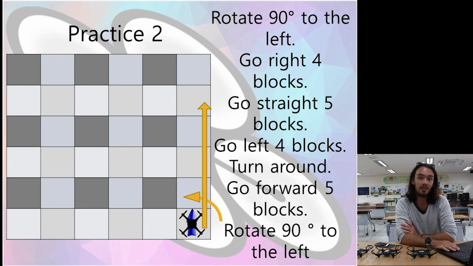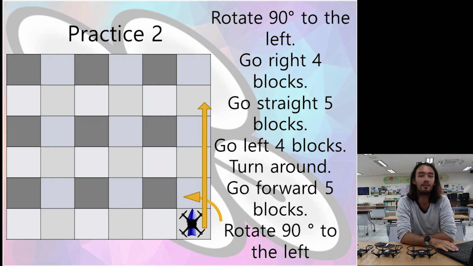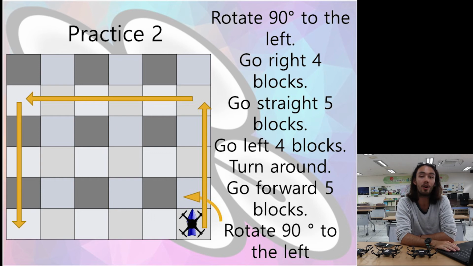Go right 4 blocks. So we're going up now because we've rotated and now right is this way. Follow the yellow arrow. Go straight 5 blocks. Go left 4 blocks. Now turn around.